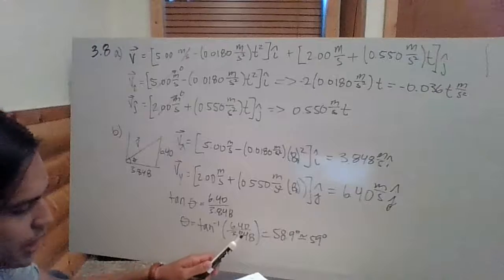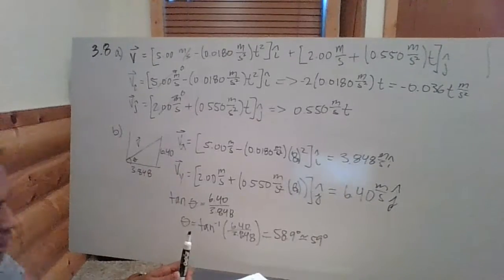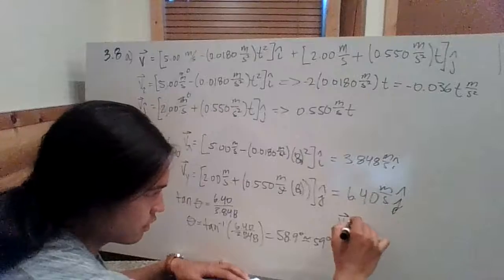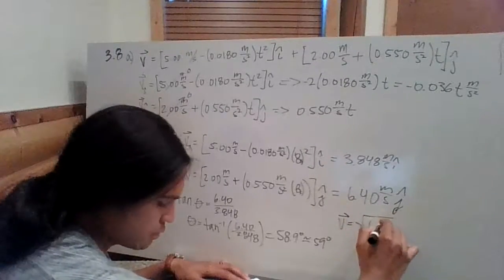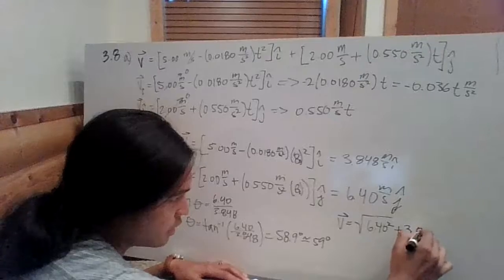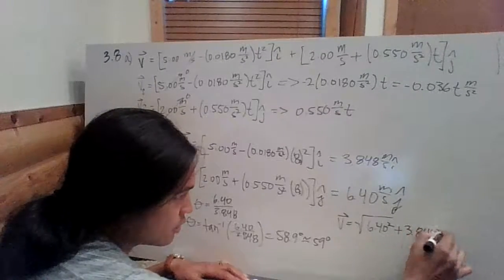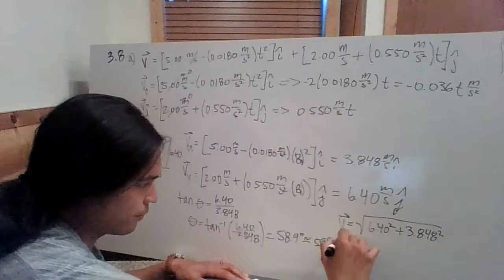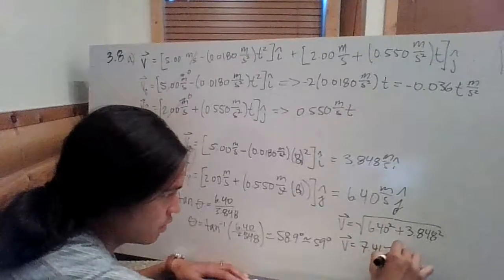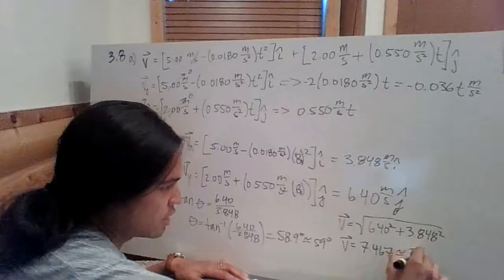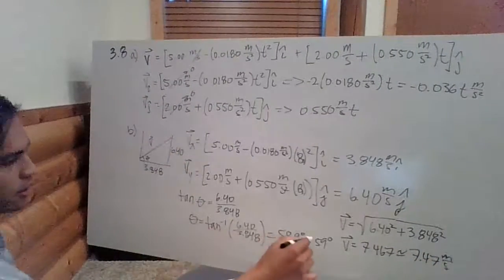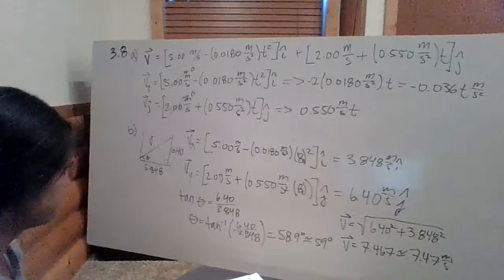And then from there you use the Pythagorean theorem to find this length, V. So V equals the square root of 6.40 squared plus 3.848 squared, and that will give you 7.467, or rounded to 7.47 meters per second, in this direction at 59 degrees. So that is part B.